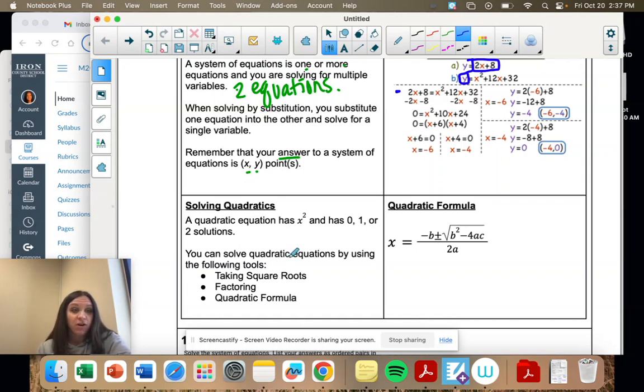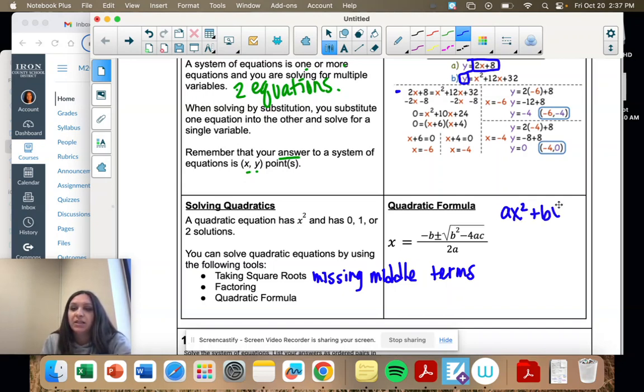And so far in this course, we've learned all three ways to solve a quadratic. So you can take the square root. That's if you're missing the middle term. That's when you would do that. So usually a quadratic has three terms. Remember, it's our ax squared plus bx plus c. So if it's just ax squared plus c, the b is 0, that's a good time to take the square root method. Then factoring, and then the quadratic formula, which I put here just in case.